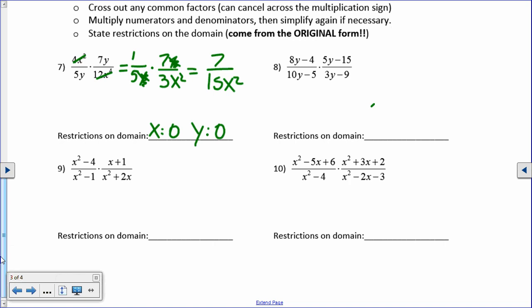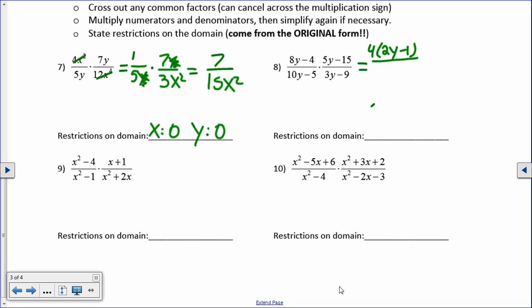Alright. This one is not monomials. This time we have binomials. So how would I factor these binomials? Let's take it one step at a time. Let's look just up here. How could I factor 8y minus 4? GCF? What's the GCF for that? 4. So I would have 4 on the outside and then 2y minus 1.